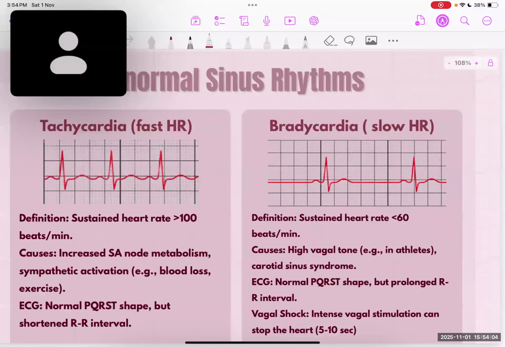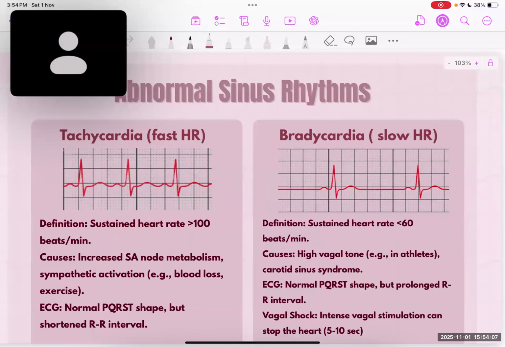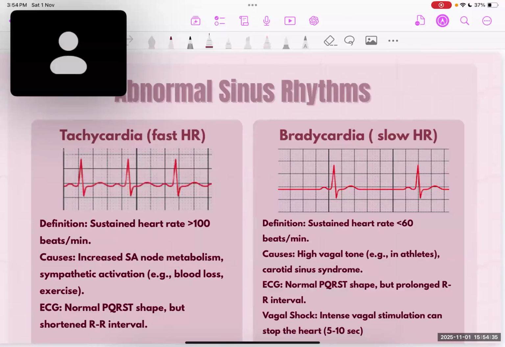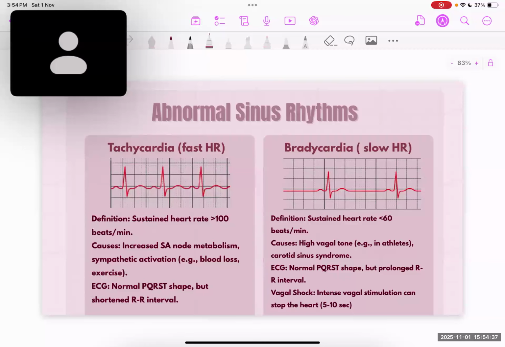Now, for bradycardia, it's the opposite. It's a slower heart rate, so your heart rate is going to be less than 60. The RR interval is increasing. What are the causes of this? You can have high vagal tone, which is common in athletes, so it's normal for them. You could have carotid sinus syndrome, with normal PQRST shape, but the RR interval is going to be prolonged. Now, vagal shock happens when there is intense vagal stimulation and it can stop the heart. So let's say it keeps on going, it could stop the heart for a bit and you could get a vagal shock. But normally this is just very simple.